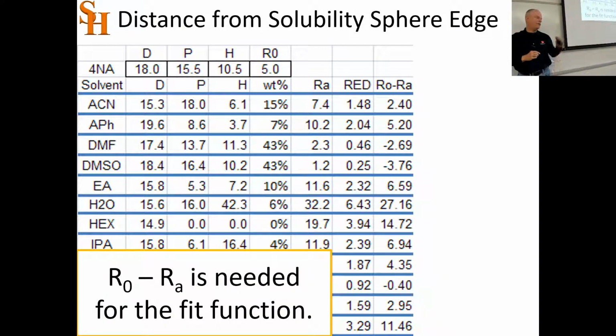And then for the fit function, we're going to have to take this difference. So let's go ahead and calculate a column with this difference. So that's R0 minus RA. So we're anchoring this R0 term up here in our formula. We're anchoring that cell, comparing that to this value here. So the difference between 5 and 7 is 2.4. And then we're going to use that column in our fit function.